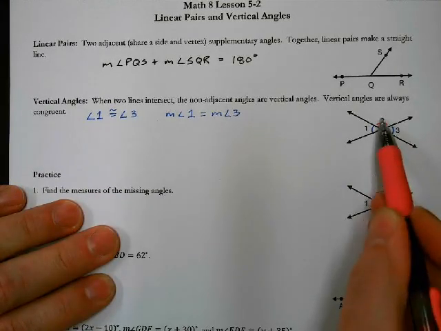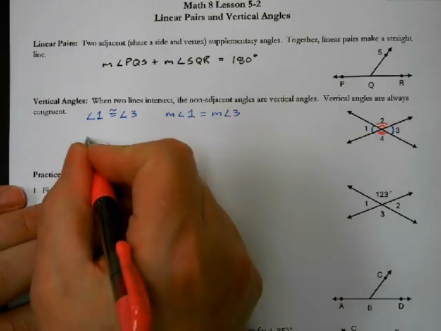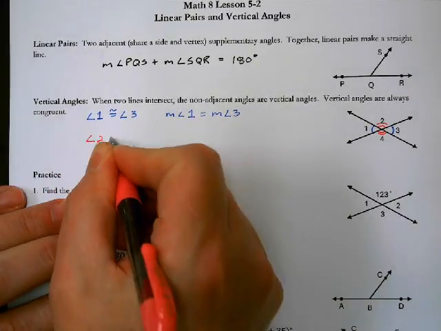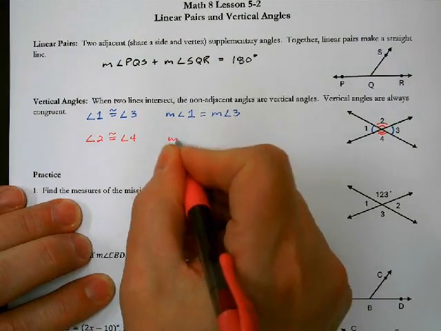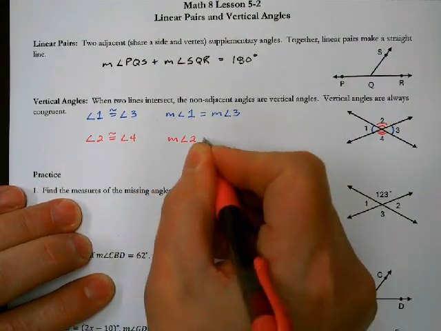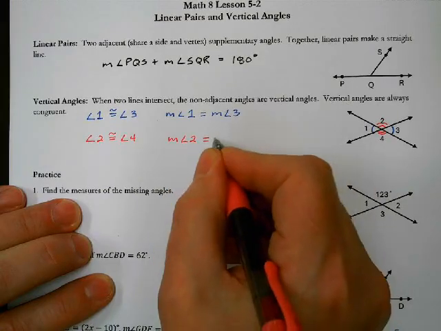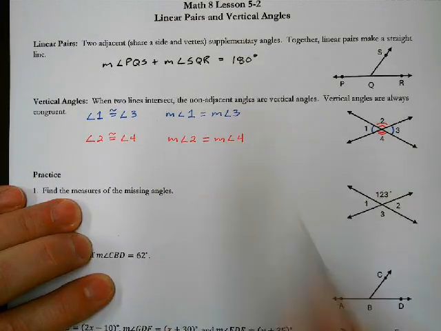Angle 2 and angle 4 are our other pair of vertical angles, so we can say that angle 2 is congruent to angle 4. Therefore, the measurement of angle 2 is equal to the measurement of angle 4.